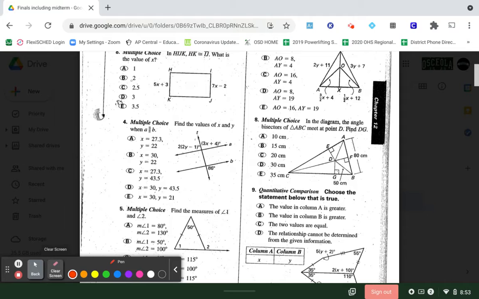Okay, let's look at the next number 8. Ooh, this number 8 is a big diagram. And what do we got going on here? Let's see. In the diagram, the angle bisectors of angle ABC meet at point D. Right there. And what we know about an angle bisector is that this and this are going to be the same. Those two little triangles are going to be congruent triangles. Let's see, what else do we know?